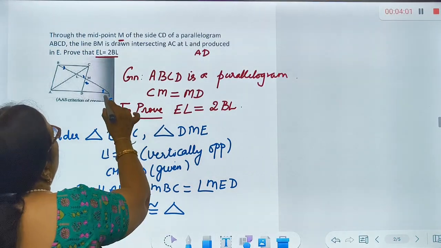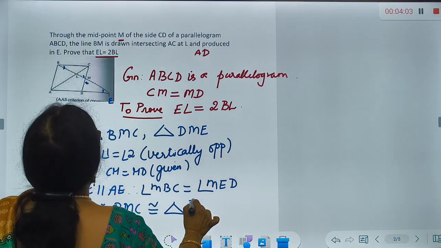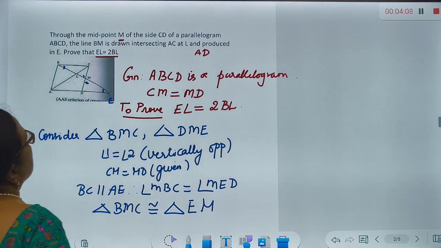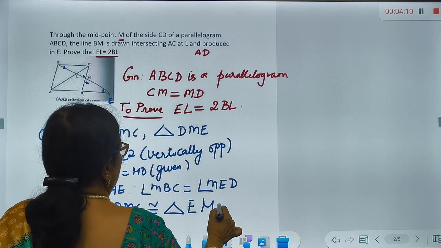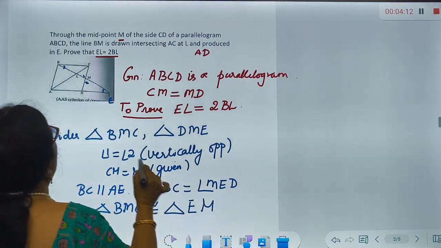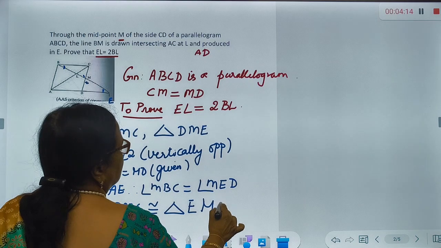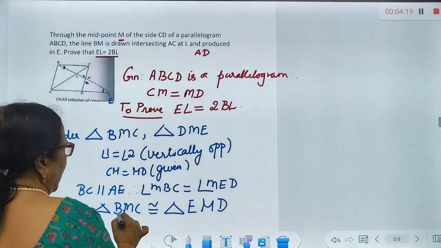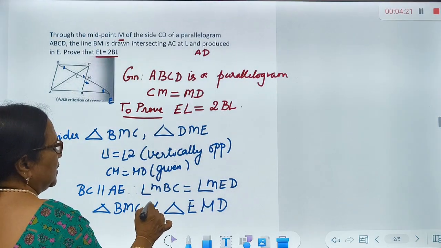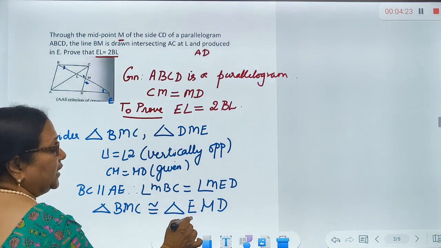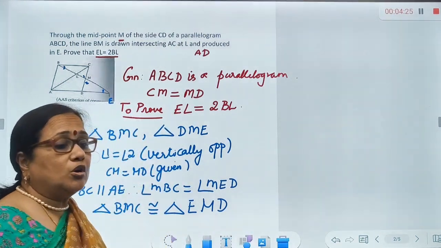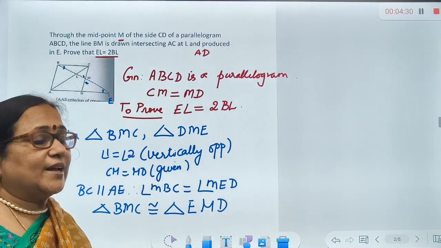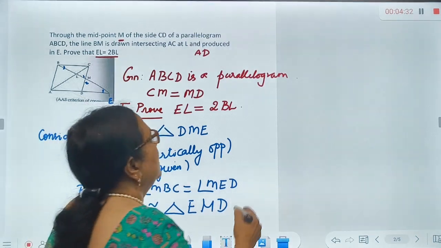Angle B is equal to angle E. M is the same because vertically opposite. So C will correspond to E. Sorry, E, M I have written. So what is left? D. So triangle BMC is congruent to triangle EMD. When two triangles are congruent, what can you say about the triangles? The opposite sides or the corresponding sides are equal.